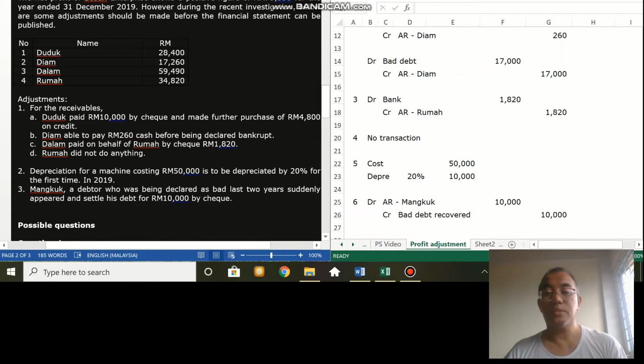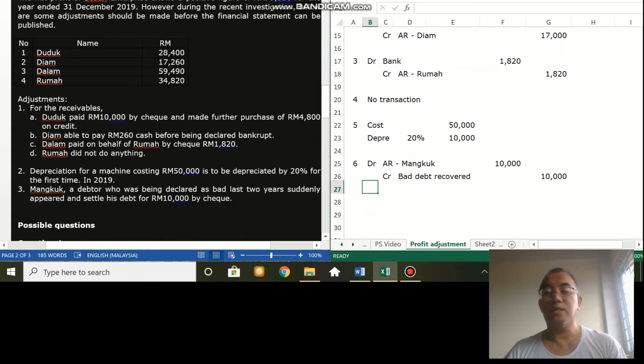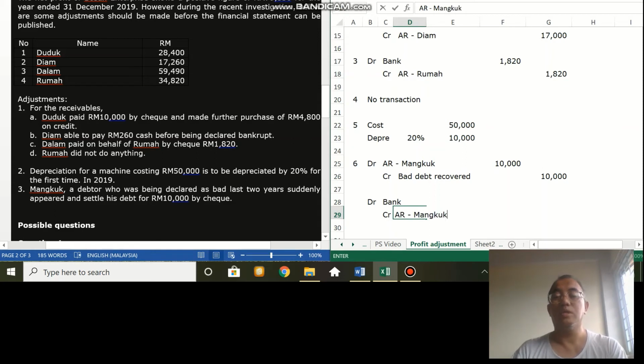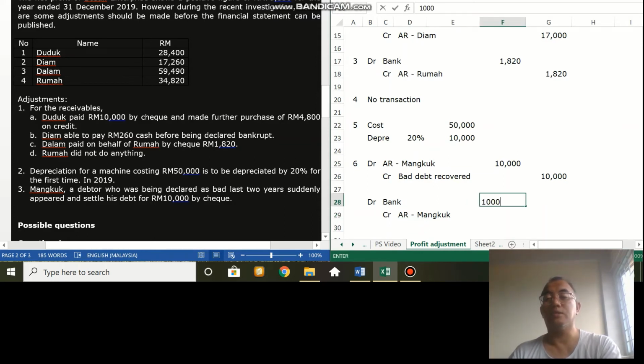Okay, next. We haven't taken any money yet. We just register his name to be one of our debtors. And then he said that he wants to pay 10,000 by check. So he gave us a check. Of course, we quickly take that check: debit bank, and credit AR Mangkok. We recognize him, we clear him back. So we take that 10,000 in our bank.